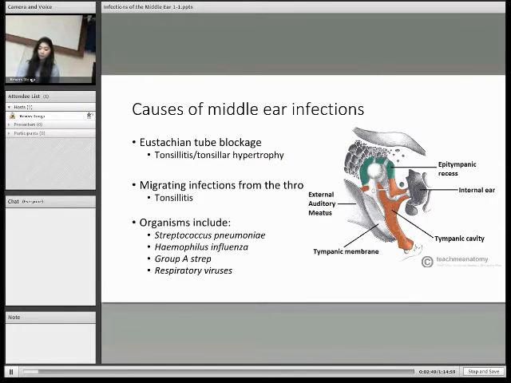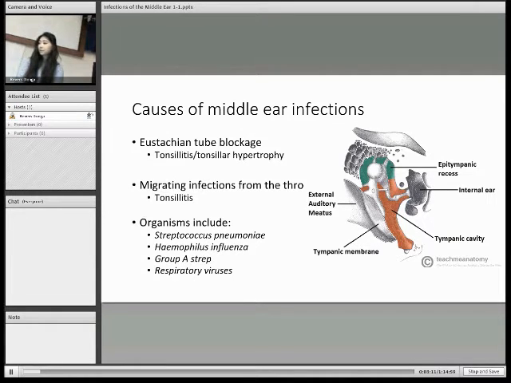So causes of middle ear infections. The eustachian tube passes between the middle ear and the nasopharynx. So infections of the nose, throat and oral cavity can all migrate to the ear. So an infection from the throat, such as tonsillitis, can move into the middle ear and cause eustachian tube blockage, as can hypertrophy of the tonsils.